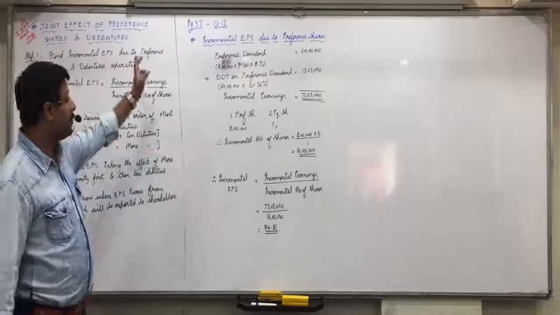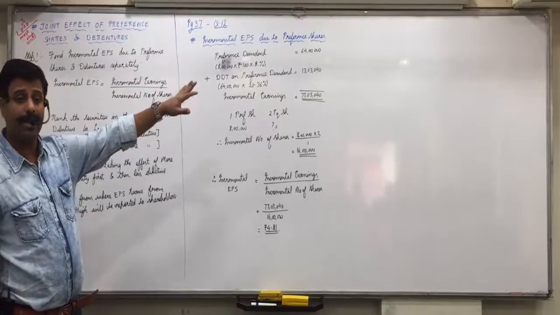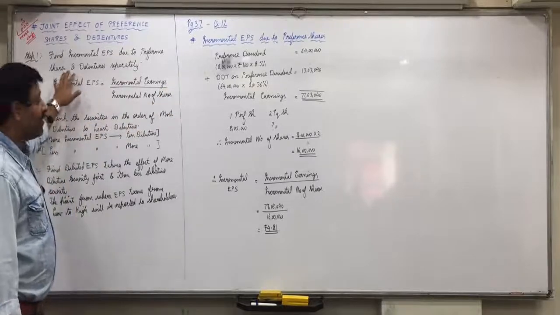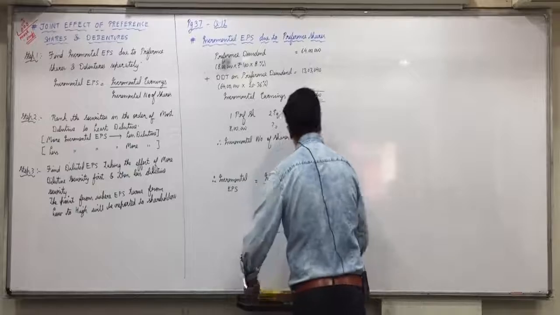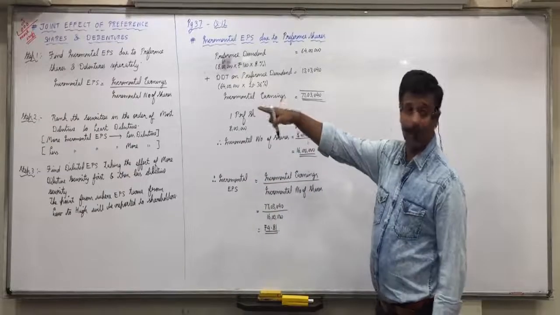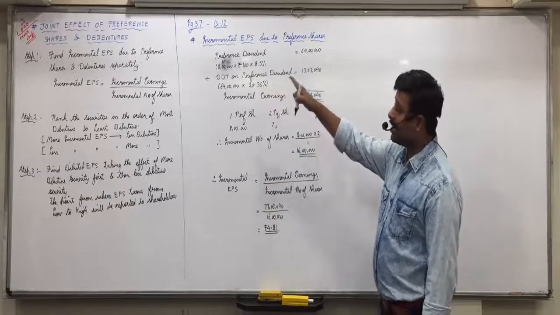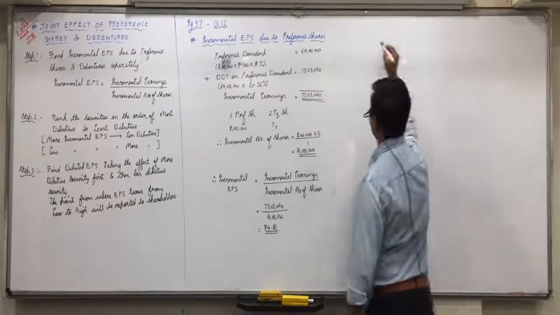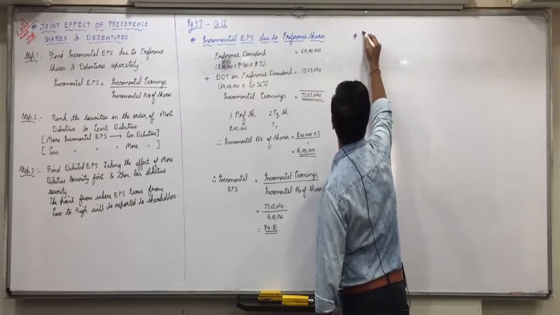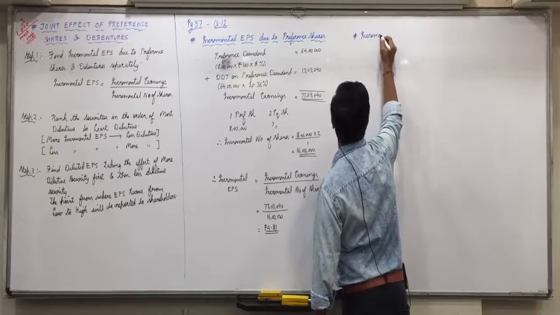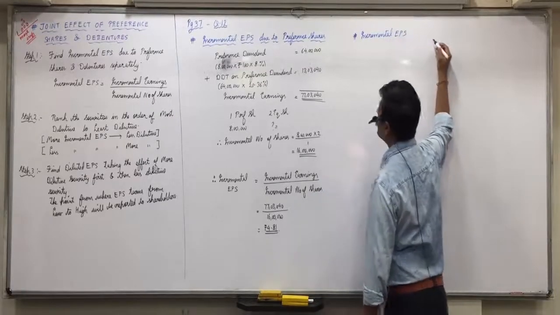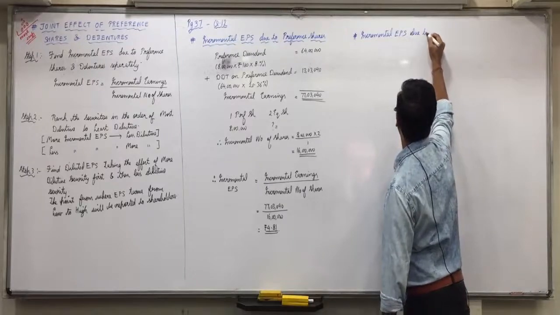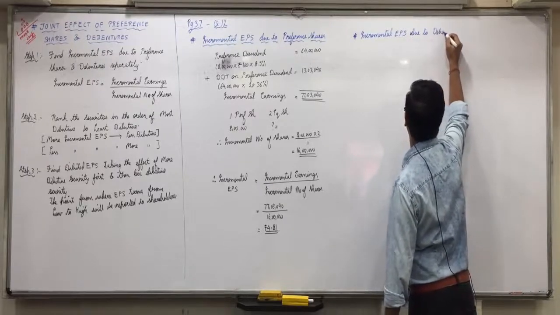Same way now we'll find incremental EPS due to debentures. Okay, separately you have to find for preference shares and debentures. Still we are doing step 1 only. We are finding incremental EPS due to preference shares and debentures separately. So now incremental EPS due to debentures.